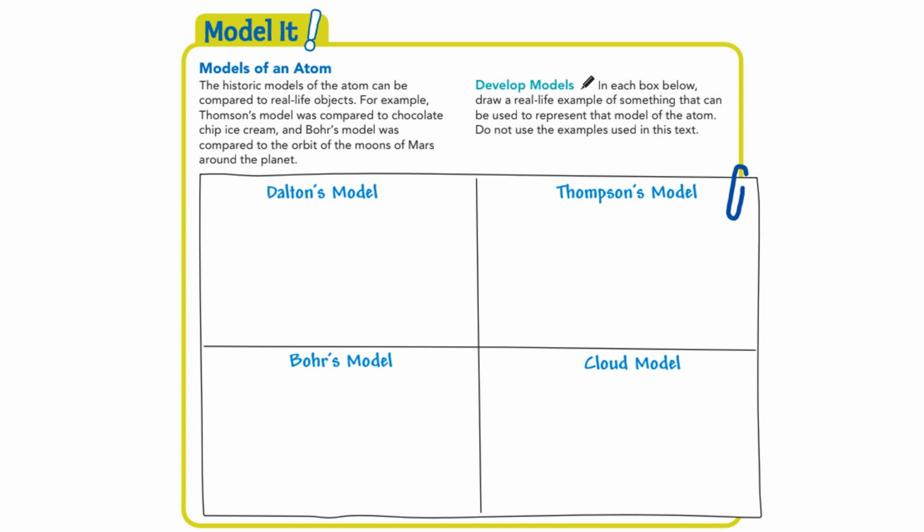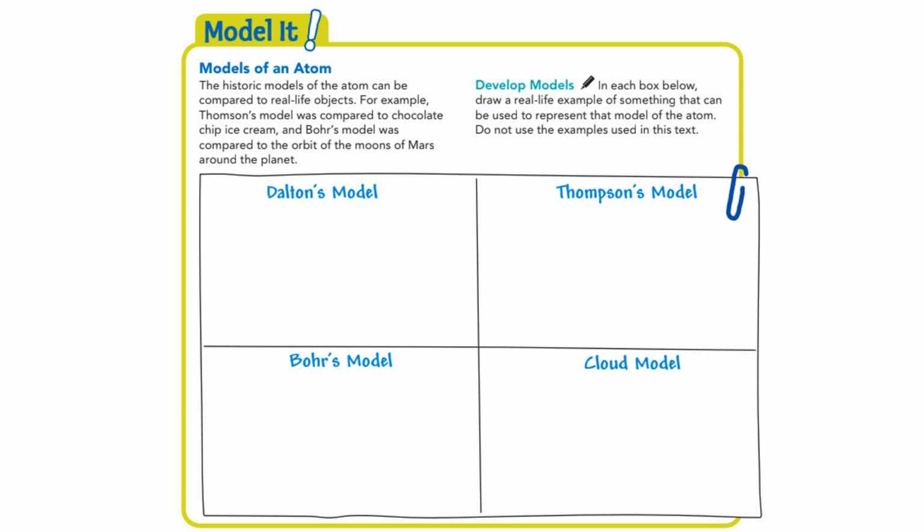So now we're going to do this model it. The historic models of the atom can be compared to real-life objects. For example, Thomson's model was compared to chocolate chip ice cream, and Bohr's model was compared to the orbit of the moons of Mars around the planet. So we need to develop models. In each box below, draw a real-life example of something that can be used to represent the model of the atom. Do not use the example used in this text.